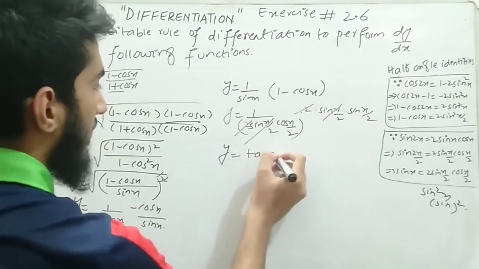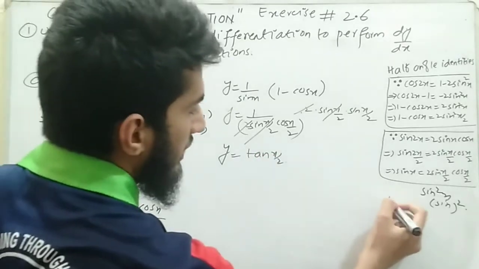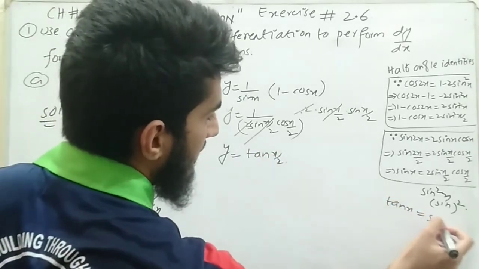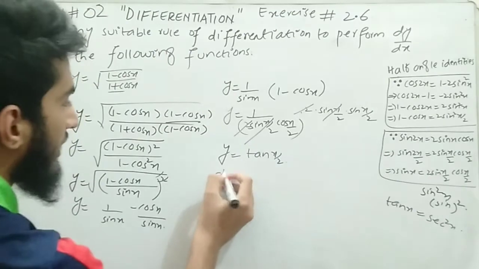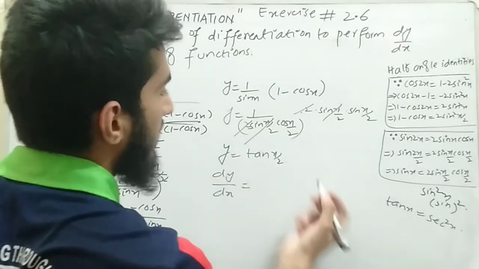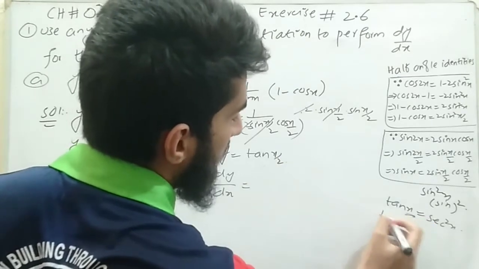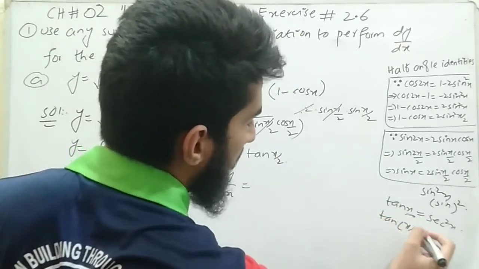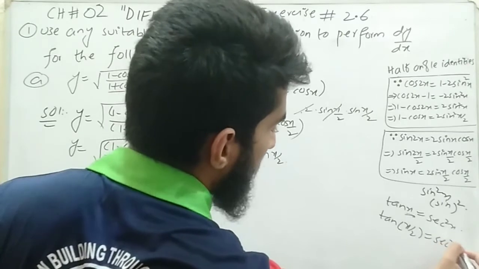It gives us tangent x by 2. Now we know that the derivative of tangent x is secant square x. So here, taking the derivative of both sides, dy by dx will be equal to the derivative of tangent x by 2. Replacing x with x by 2, it becomes secant square x by 2.